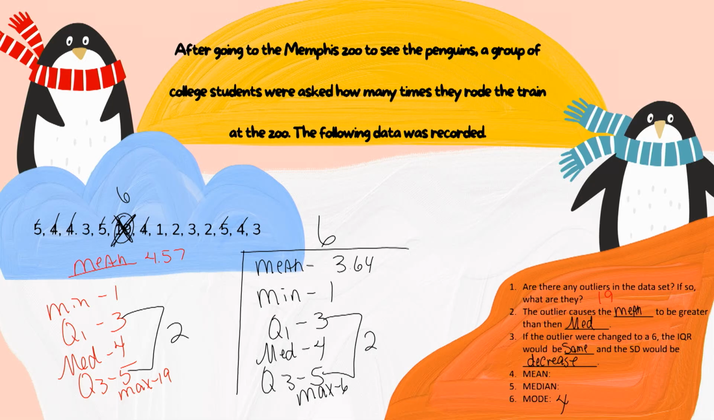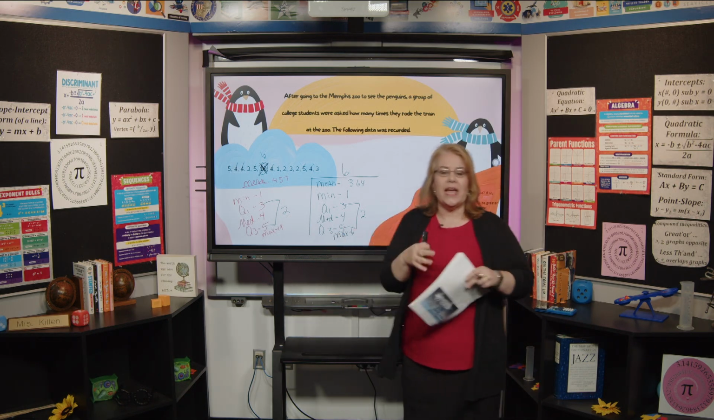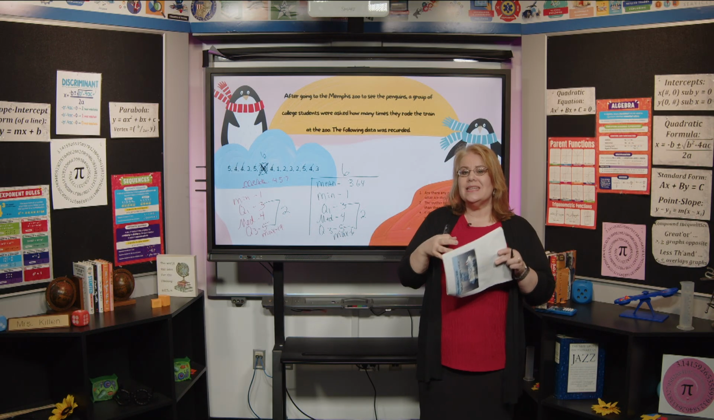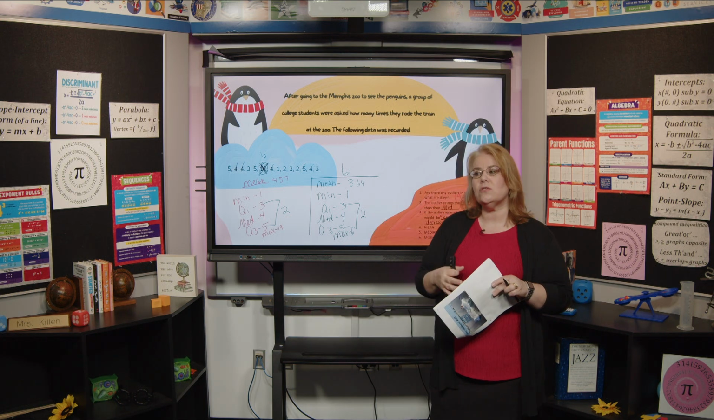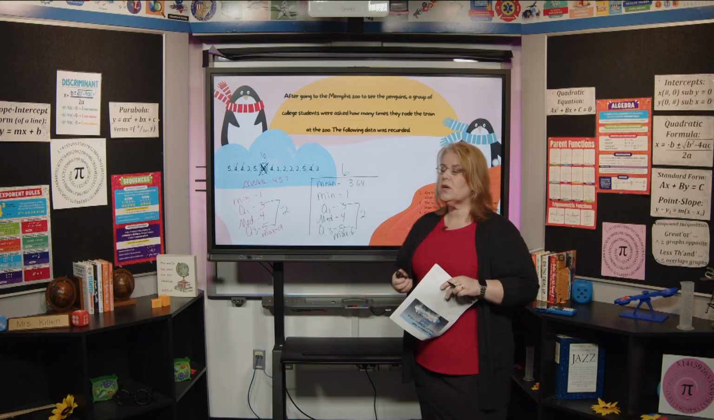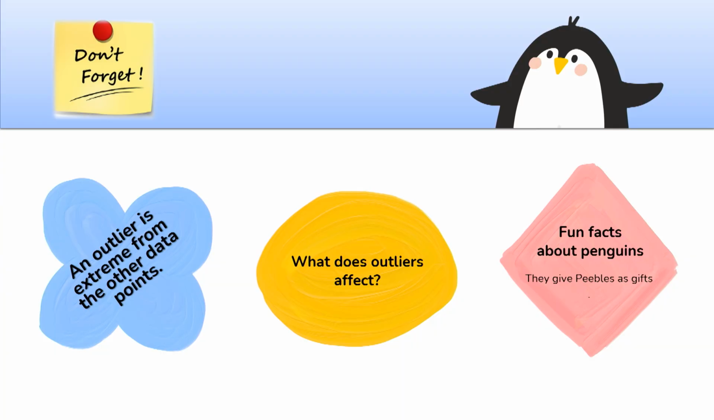Good job, guys. I really like how we're having to find information with one type of data set, then go back and maybe change a number or two to find those statistics of that same data set with a few changes. So you always want to make sure that you're reading completely what you're going to use. All right, so it says, don't forget, an outlier is extreme from the other data points. It lies outside of the norm. What does an outlier affect? Well, we found out that an outlier is affecting our mean or our average.